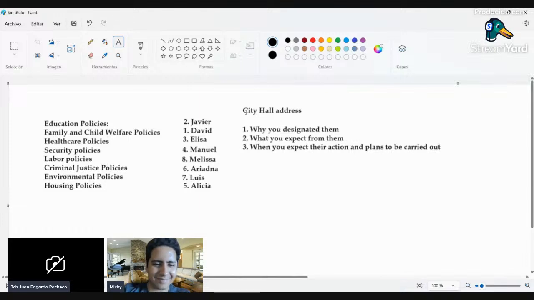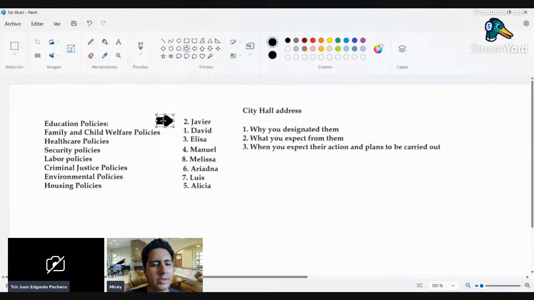And now the mayor of the city, Mickey Hernandez, is going to welcome his cabinet. Thank you, applause. Well, first of all, thank you to all of you for coming. I know that all of you have important things to do, but I'm happy that you accepted this invitation.